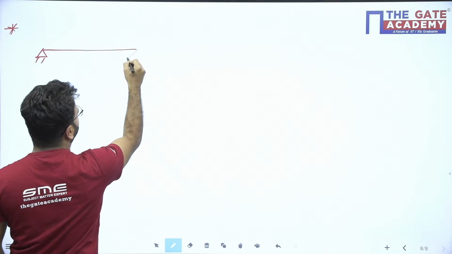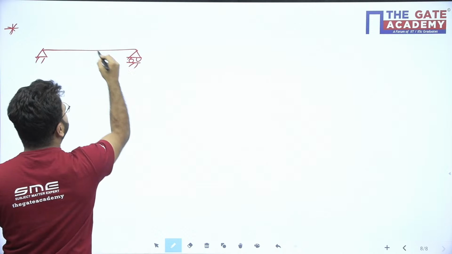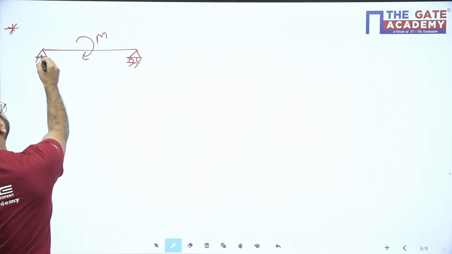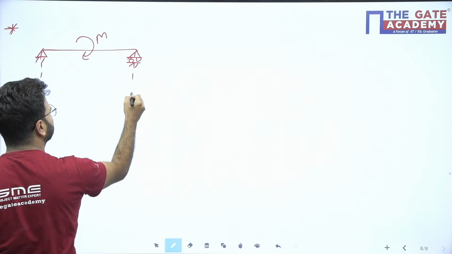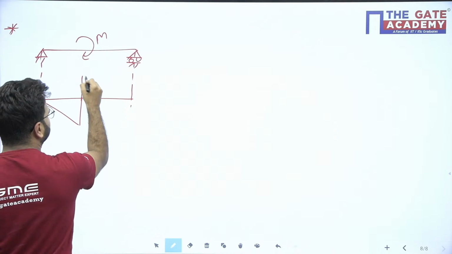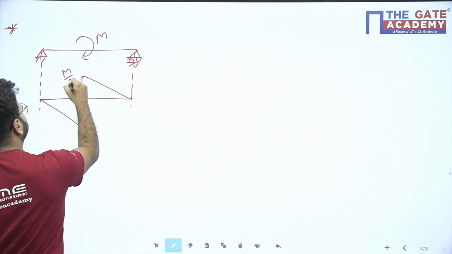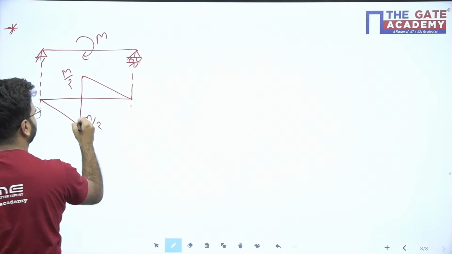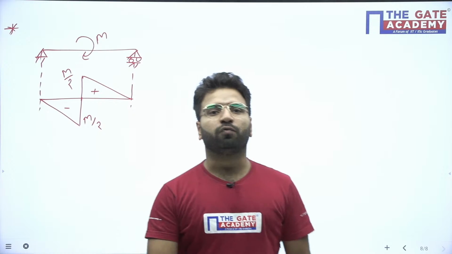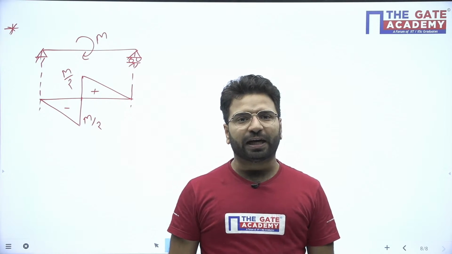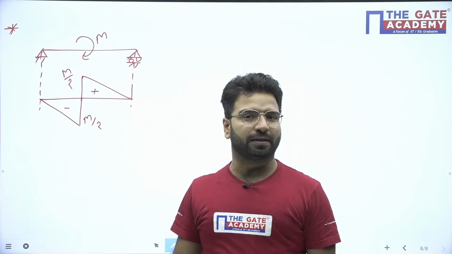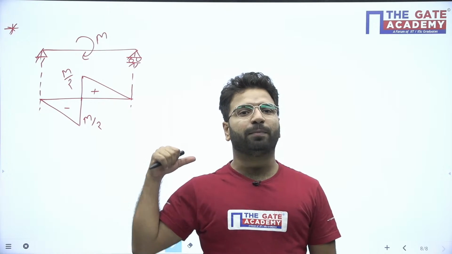Let me draw one bending moment diagram. A simply supported beam, let us say, subjected to moment M. If you draw the bending moment diagram for this case, you get the bending moment diagram like that. Here it will be M by 2, M by 2. Okay. Why is this important? This concept is very important while you are drawing the loading diagram with the help of the bending moment diagram. This concept was used in 2006. On this concept, a question came in GATE 2006.